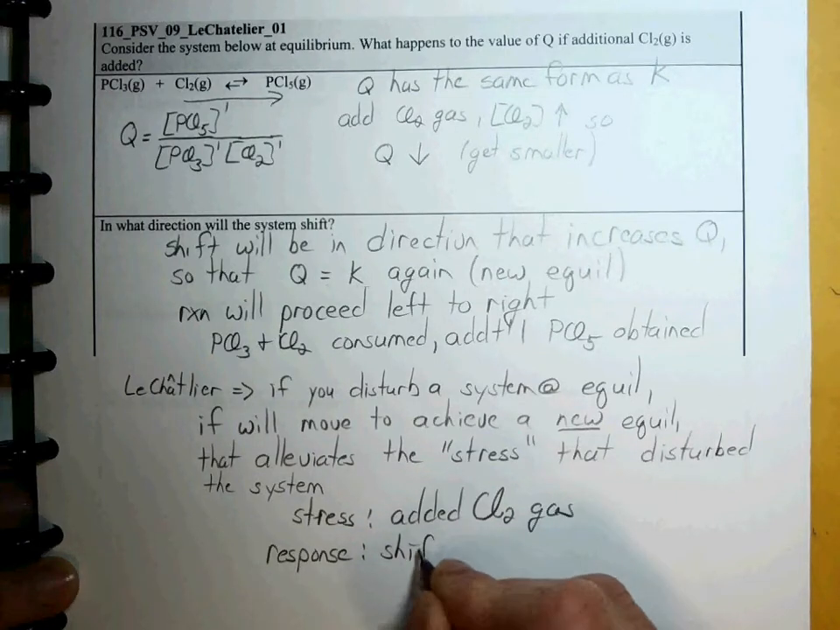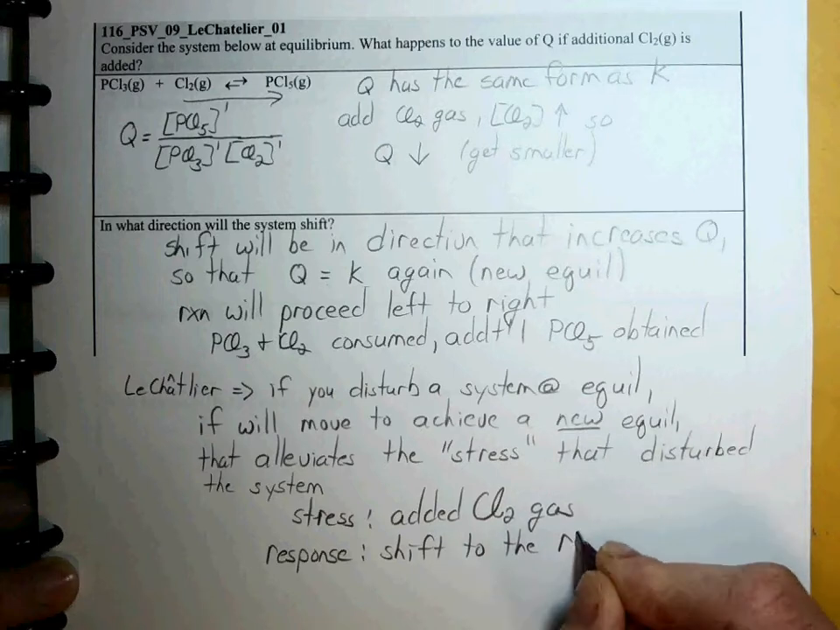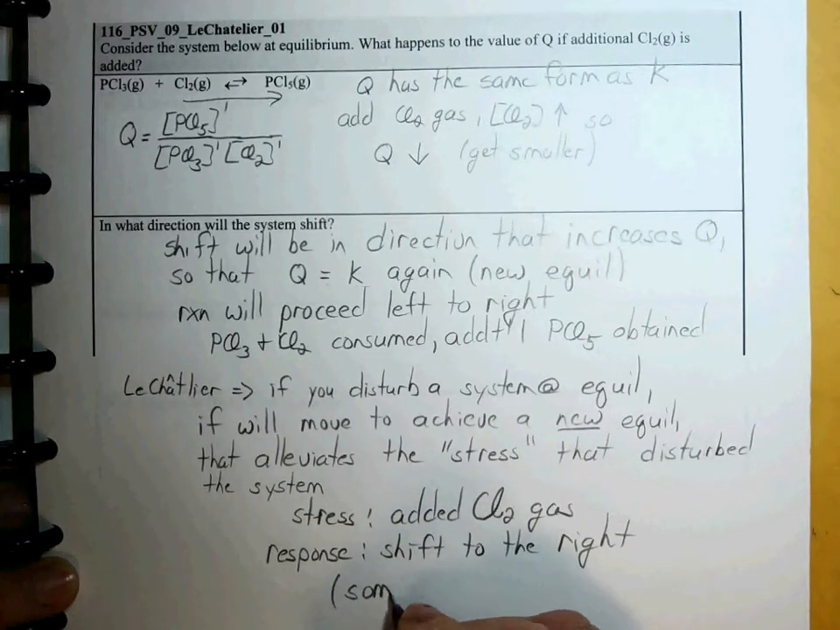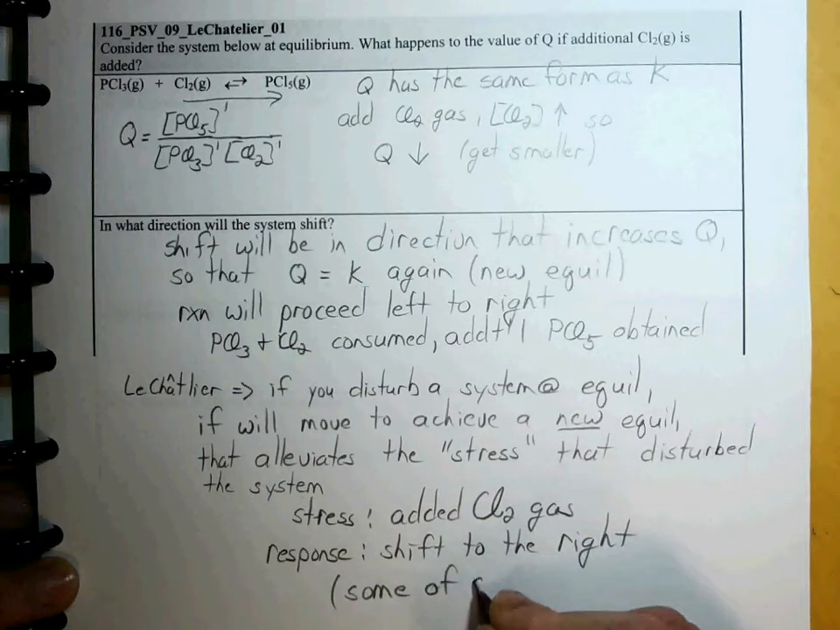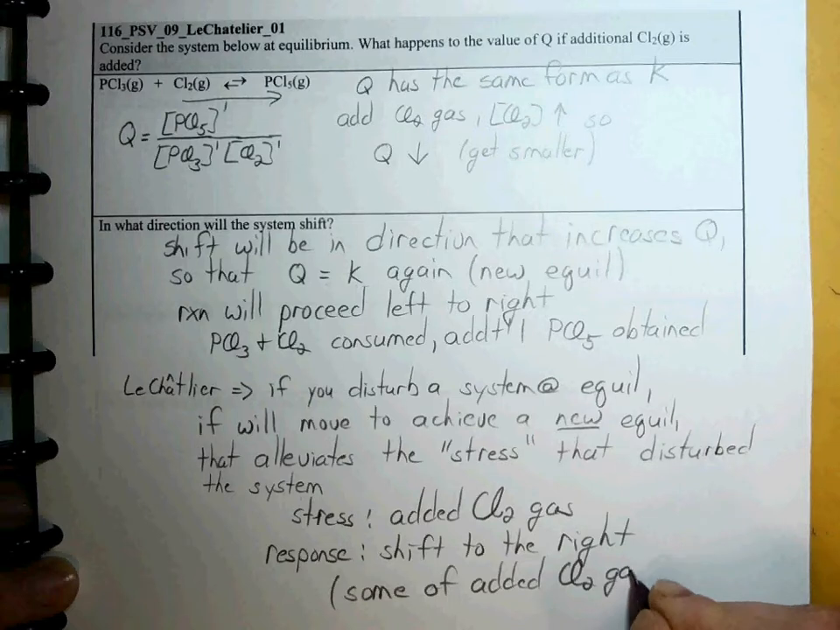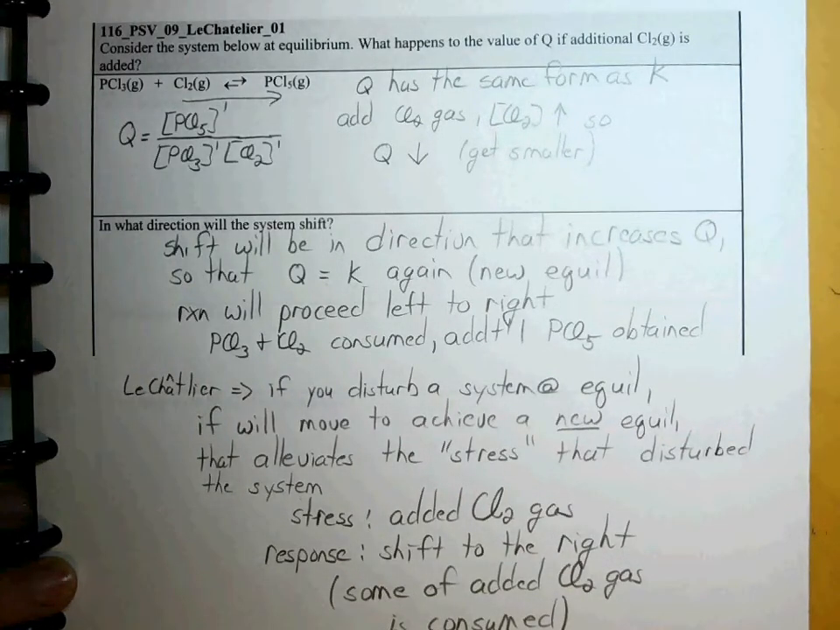Okay, we call this a shift to the right. And as a result, some of the added Cl2 gas is consumed. That is, our stress is partially alleviated.